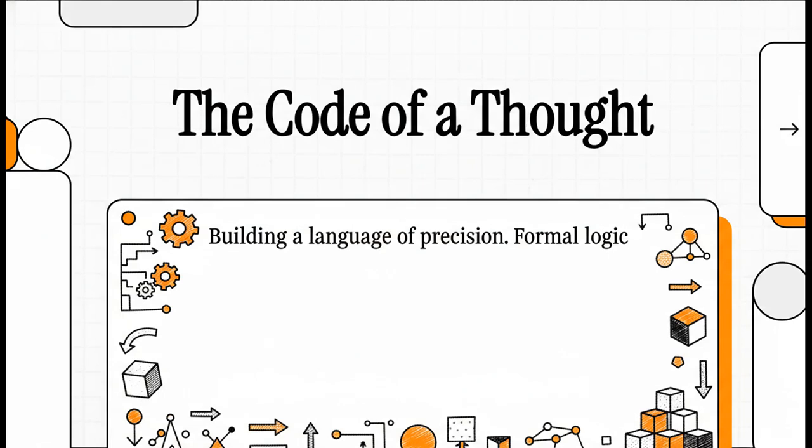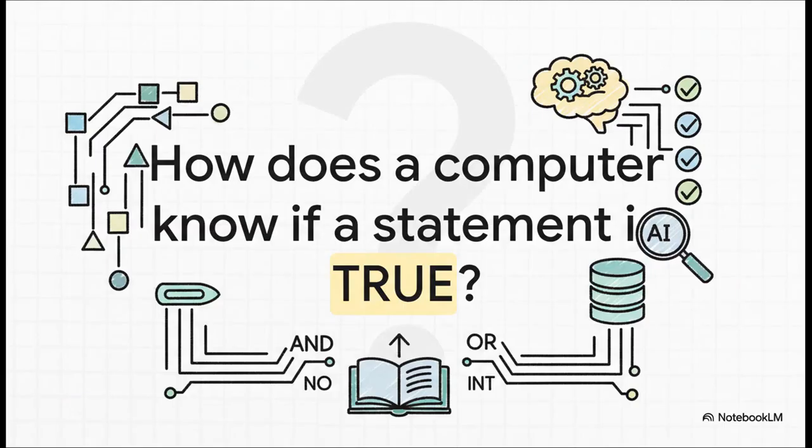You know that frustrating feeling when you try to explain something but it just gets lost in translation? What if we could build a thought so perfectly clear, so precise, that it's impossible to misunderstand? Well, that's exactly what we're going to do today. We're going to build a language of precision from the ground up. Let's dive in.